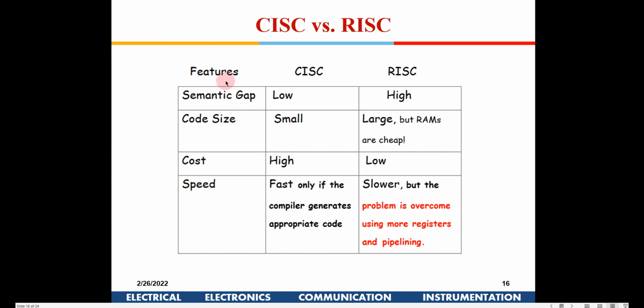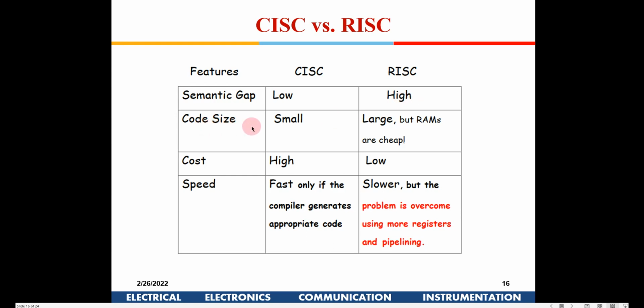We will see a little more detail into it, like the semantic gap. That means from a high level language to a CISC architecture, the gap is very low, because you can write complex instructions also in CISC, whereas in RISC the gap between a high level language and RISC is very large, because it can support only very simple instructions. So you have to put in a lot of thought process to write for RISC.